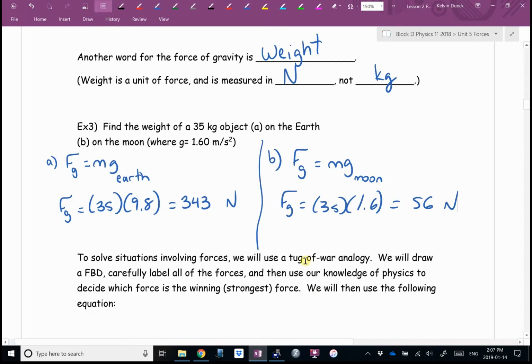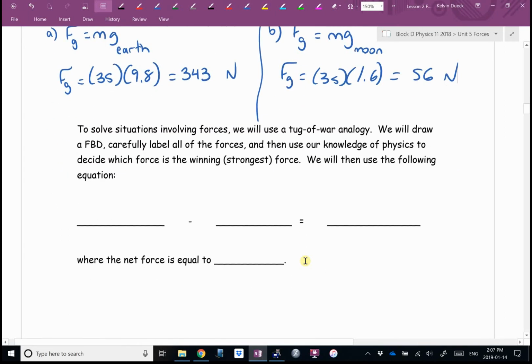So weight is one of our forces. Force of gravity, mg. To solve force situations, and this is the only tool I'm going to give you in Physics 11 and in Physics 12, we're going to use a tug-of-war analogy. We're going to draw a free body diagram. We're going to label all the forces. We're going to figure out, Jackson, if any are missing by using Newton's laws, or which ones are bigger, the same way on that second tension question. We said, well, that arrow's got to be bigger because it's accelerating up. Then we're going to figure out which way we're accelerating, which way is the winningest or the strongest force.